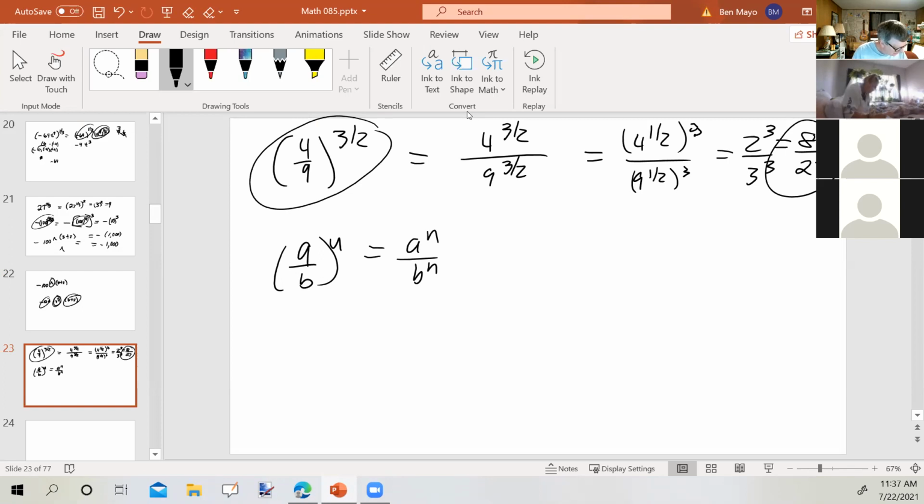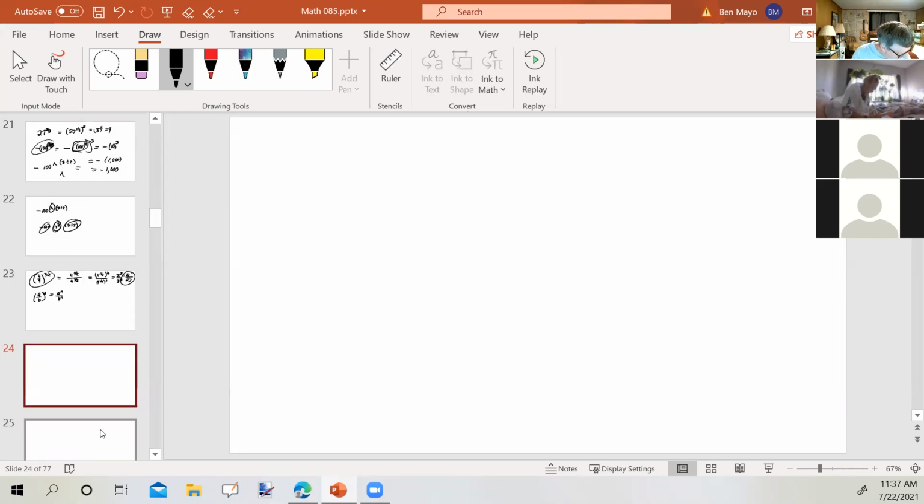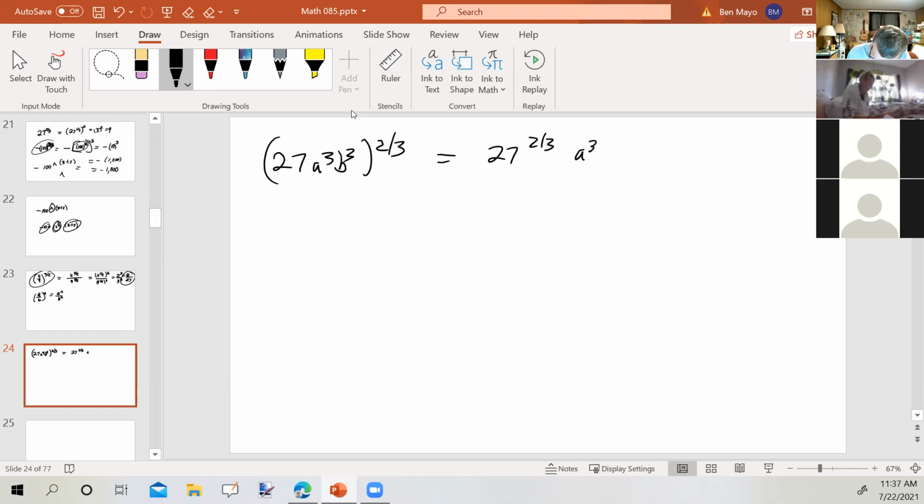Any questions on that example? All right. Let's take this example. I've got 27 a cubed b cubed all to the 2/3 power. So I have a product raised to a power. So that's going to be 27 to the 2/3 power times a cubed to the 2/3 power times b cubed to the 2/3 power.